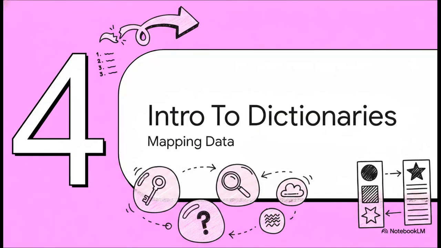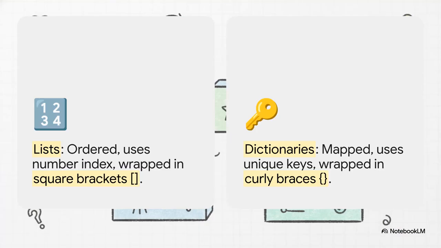Let's pivot a bit. Section 4. Introduction to dictionaries. Sometimes numerical indexing just doesn't fit your data model. Think about the Contacts app on your phone. You don't find your friend by remembering they're the 42nd entry in your list, right? You look them up by their name. That's the key difference. While a list relies on sequential numerical ordering inside square brackets, a dictionary is mapped. It uses unique keys to instantly retrieve values, and everything is wrapped up neatly in curly braces. It's a massive, powerful shift from sequential searching to associative mapping.